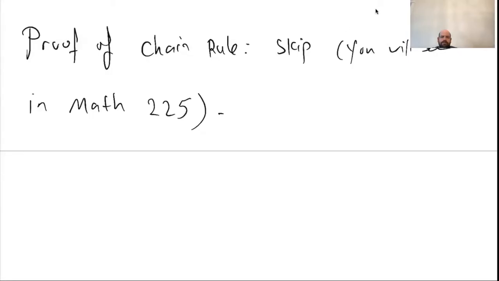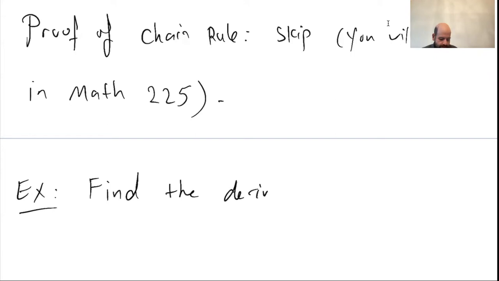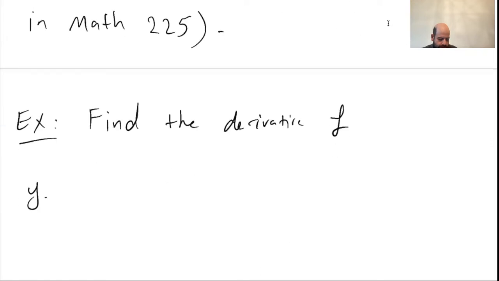Okay, so now let's look at some examples for the chain rule. First example, find the derivative of, let's say, y equals (x squared plus 1) to power 10.